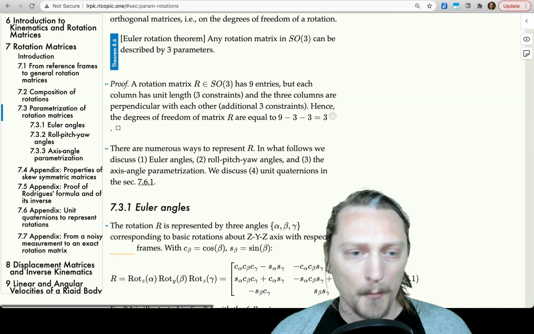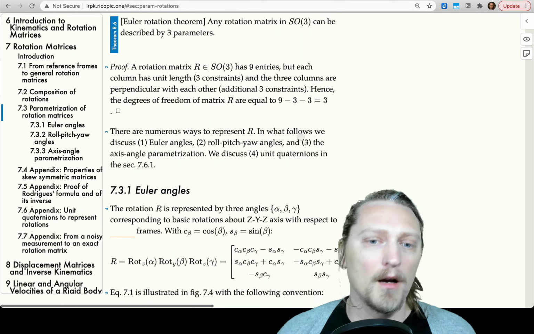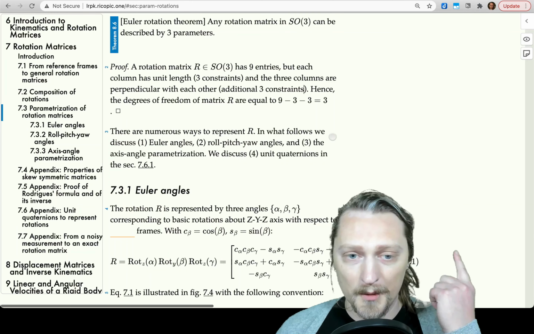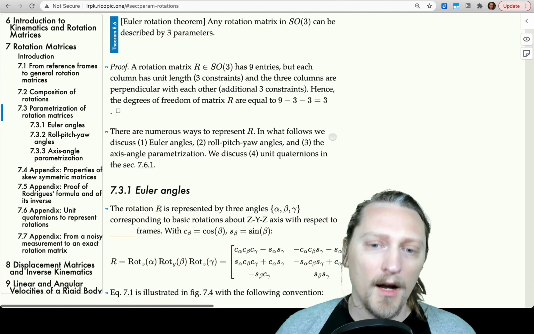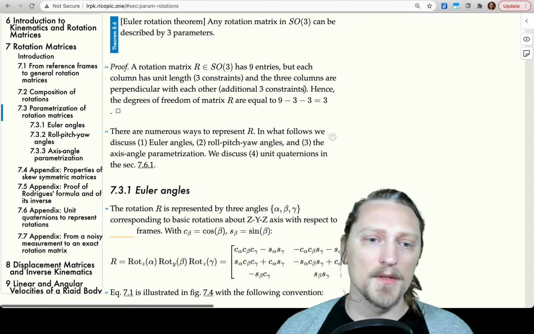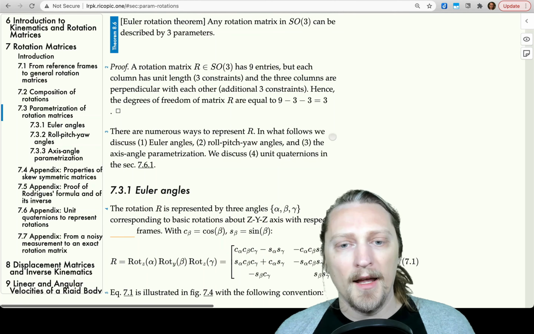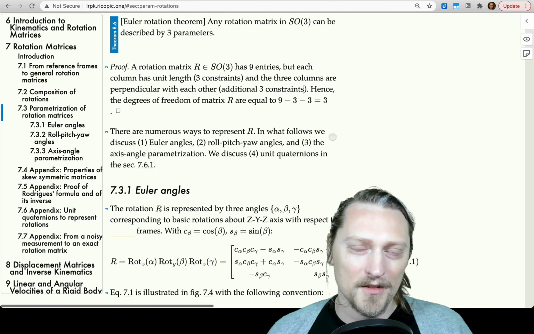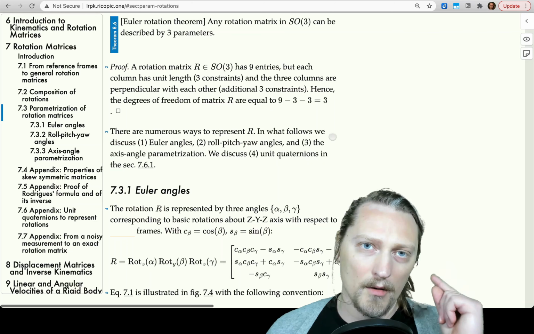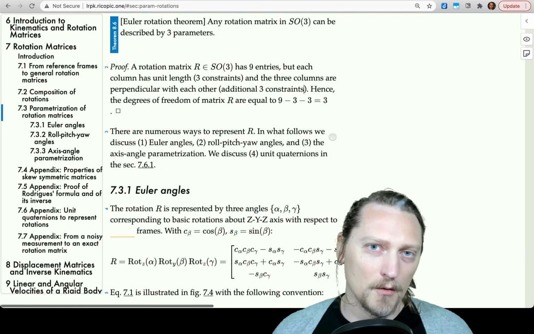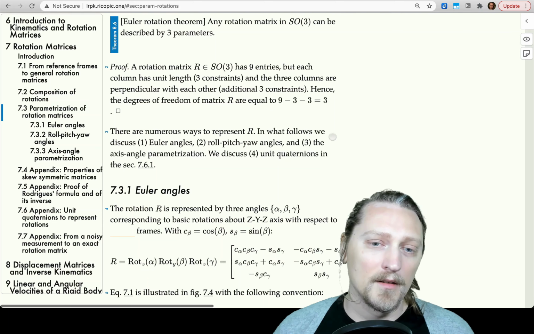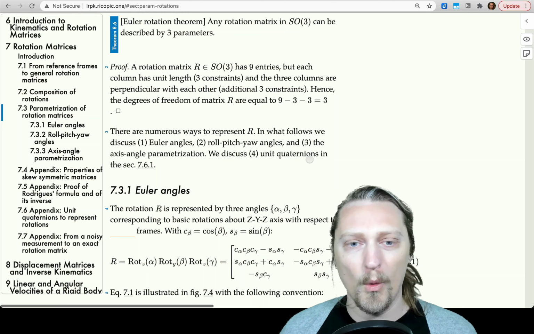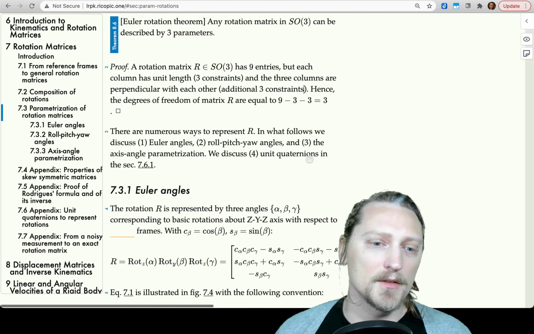That was the proof. There are numerous ways to represent R. In what follows, we discuss 1, Euler angles. That's the first one we look at. The second one is roll pitch yaw angles, both very common ways of representing a rotation. And 3, the axis angle parametrization, where we discuss it in terms of a single rotation about an axis. And there's a 4th one, unit quaternions, that's mentioned in one of the appendices to this chapter, 7.6.1. I definitely recommend that you check that out.